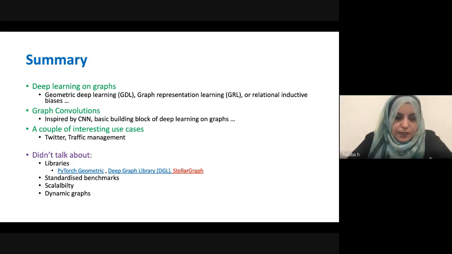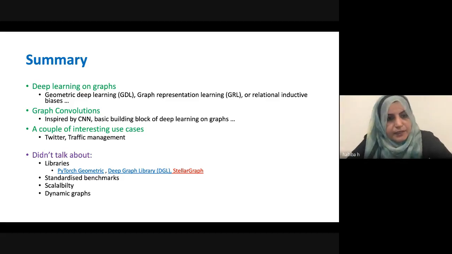Overall, I talked about graph convolutions and how they are inspired by CNNs, what the similarities are and where CNN basically falls short, and how a basic graph convolution looks like. And then I tried to really quickly go through some real-world examples that might look interesting. I couldn't really touch on a few things.